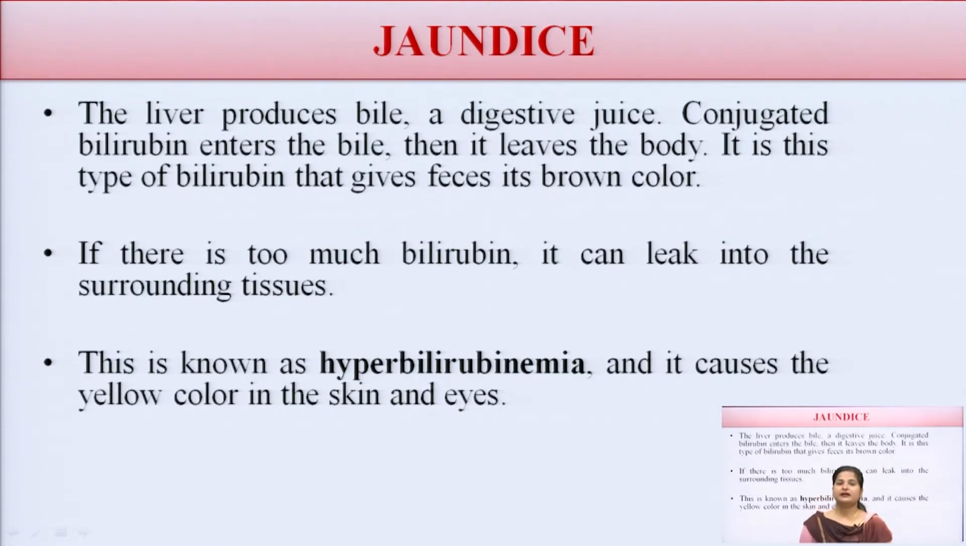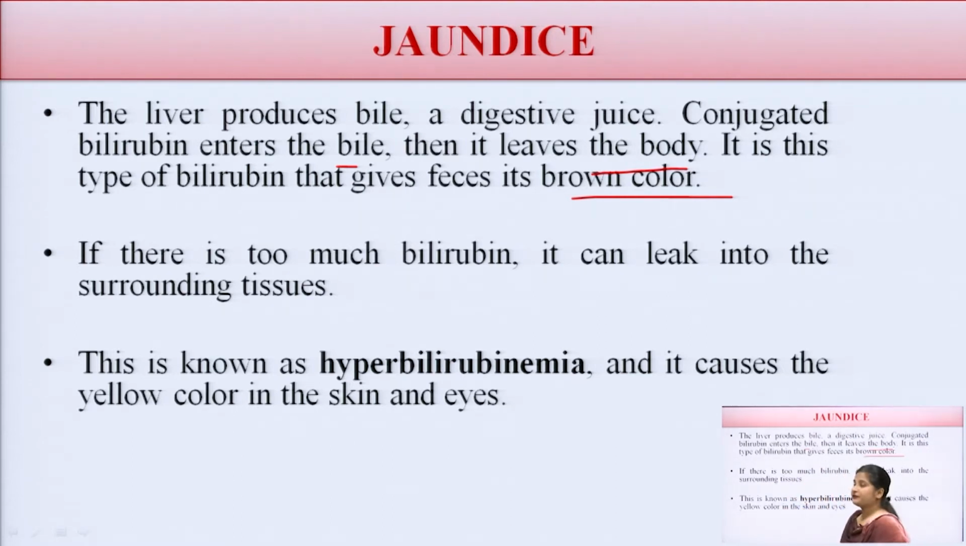So, the liver produces the bile, this is a digestive juice, and this conjugated bilirubin enters into the bile and leaves the body. It is the type of bilirubin that gives the feces the brown color. So, that is the reason. What is the reason for the stools being brown in color? It is just because of this bile. Just because of bile, the stools are brown in color.